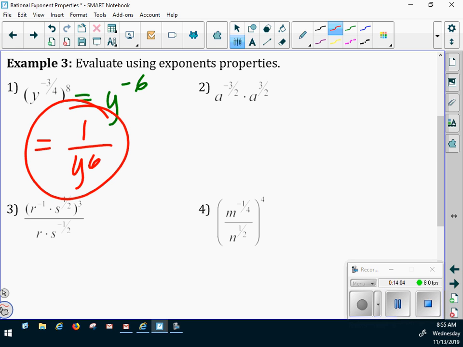Does that say a to the negative 3 halves times a to the 3 halves? When you multiply like bases, what do you do to the exponents? You add them. What's negative 3 halves plus 3 halves? 0. What's a to the 0 power? 1.